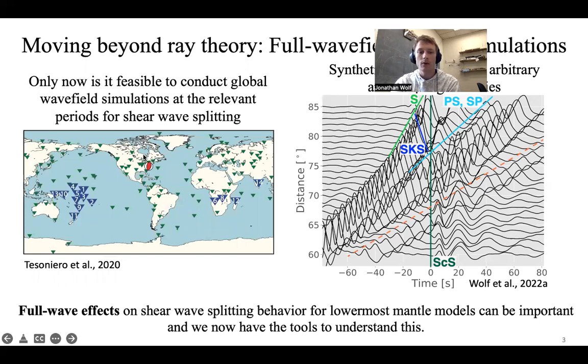This means we can computationally simulate realistic earthquakes at periods necessary for shear wave splitting measurements and calculate synthetic seismograms for arbitrary anisotropic geometries, for example, including deep mantle anisotropy. We can then apply commonly used shear wave splitting techniques to the synthetic seismograms and check how well we can resolve the seismic anisotropy that we have used in our input models.